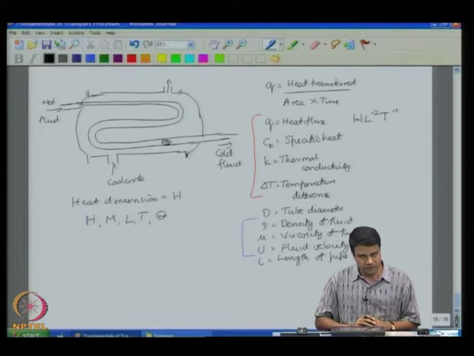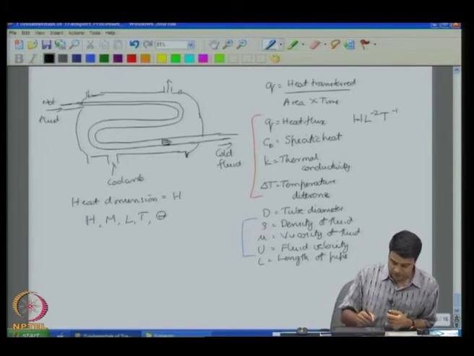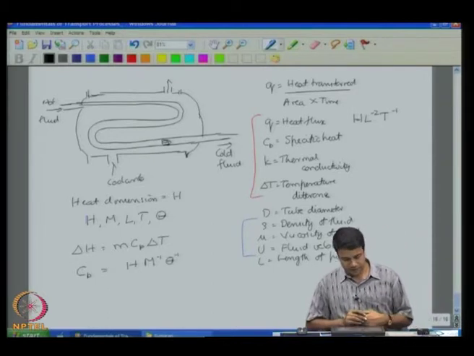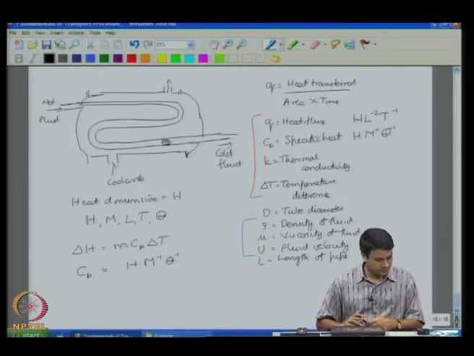Okay. Specific heat is the heat contained per unit mass of fluid. Okay. So, I can write it on the basis of delta H is equal to m Cp delta T, which means that Cp has dimensions of H m inverse theta inverse. Okay. So, specific heat has dimensions of H m inverse theta inverse.